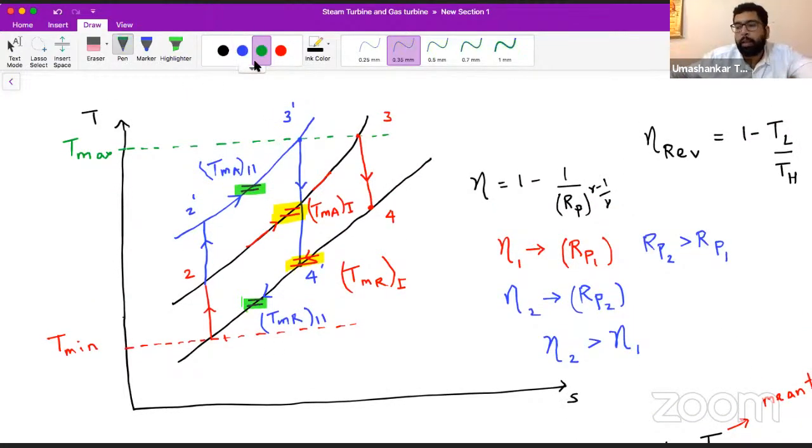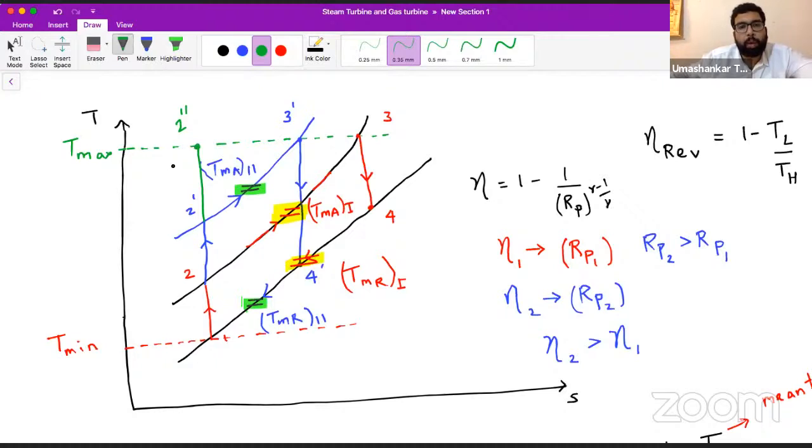let us use this grease pan. If you raise your pressure ratio to the maximum possible value, this line will go like this, and you will reach this point. Let's say this is your 2 double dash. So your pressure will reach this point.